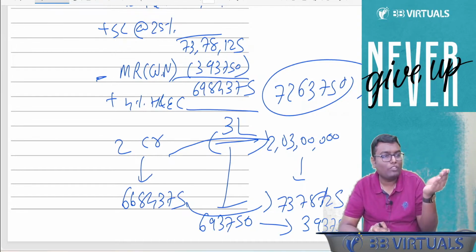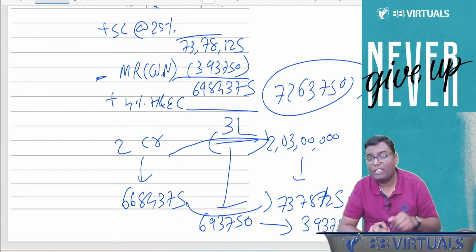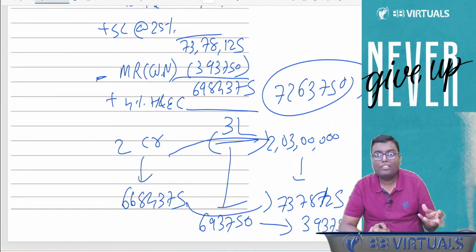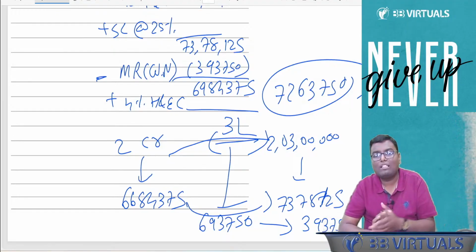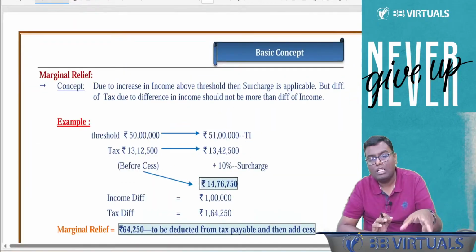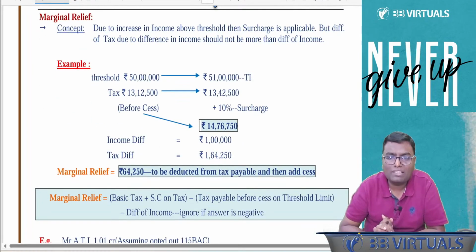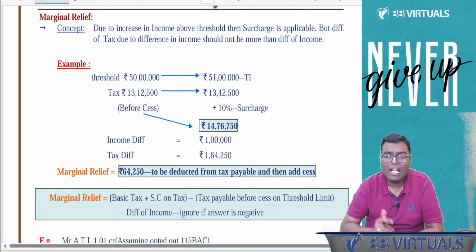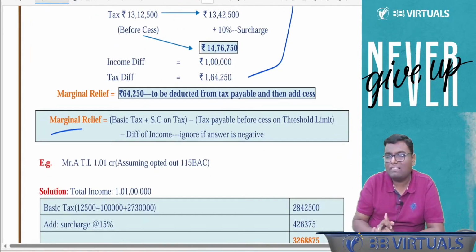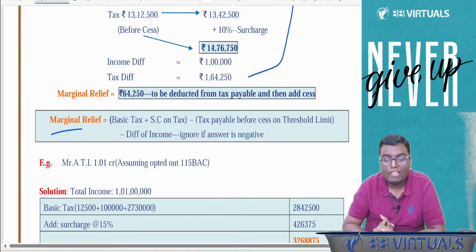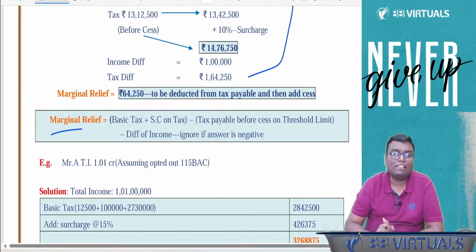You have to compare what will be the tax at the threshold, what is the tax on my total income, how much is the difference, and whether my tax is more than the difference of income, then yes, that much will be allowed as marginal relief. See, I have written the concept of marginal relief over here, and with the same example I have explained. I have also written one formula, but this formula is irrelevant. If you understand the logic, the formula is irrelevant.